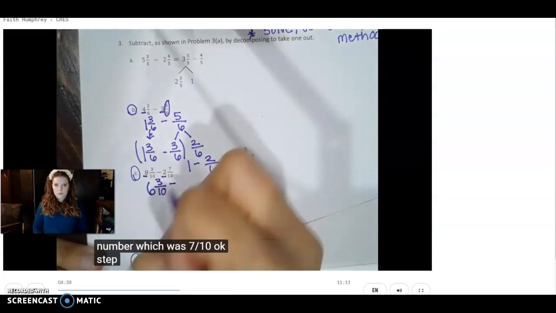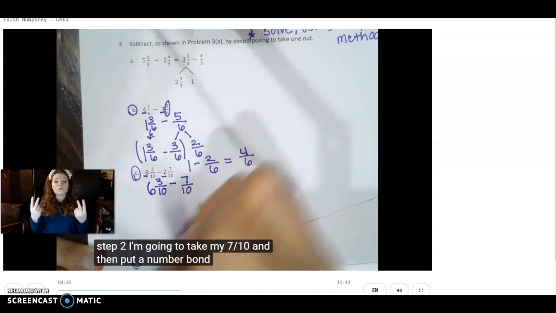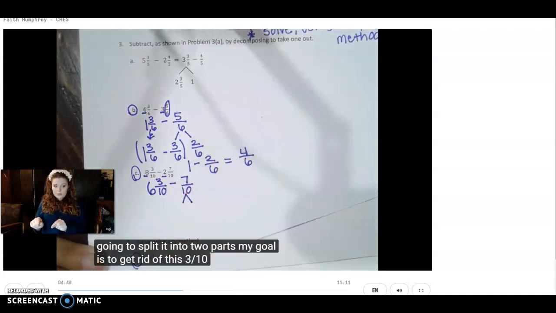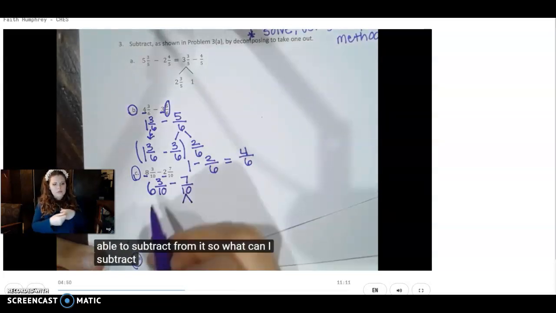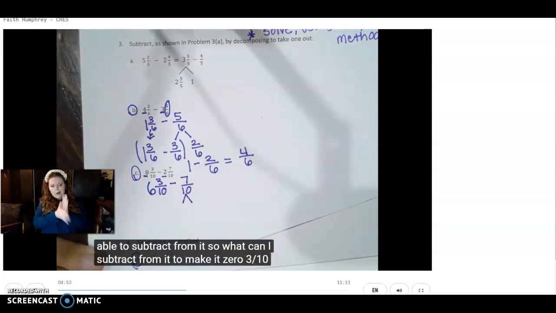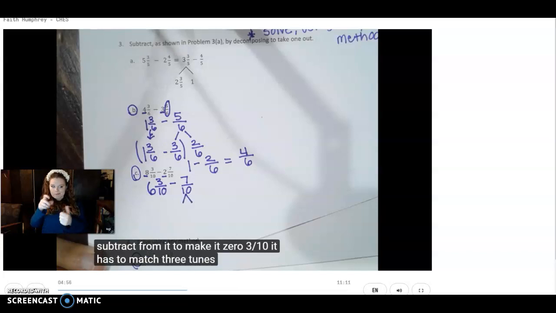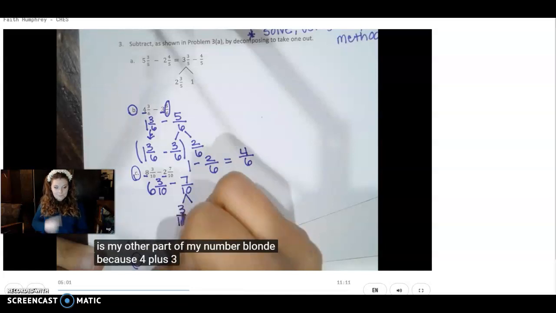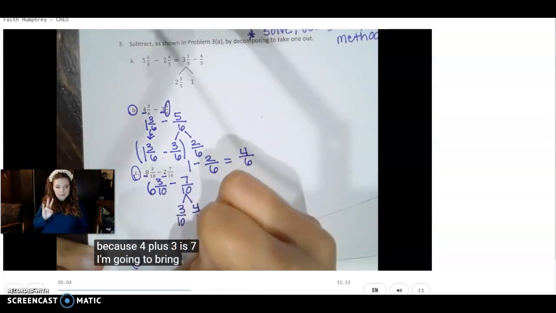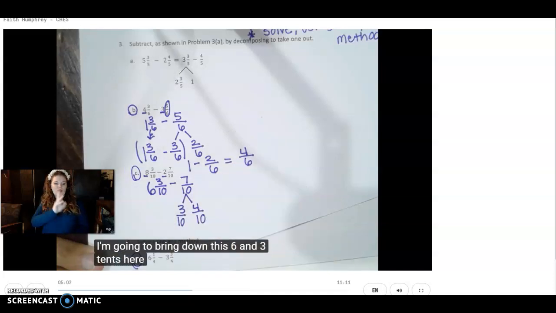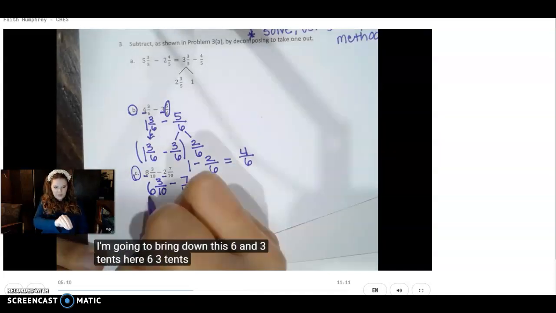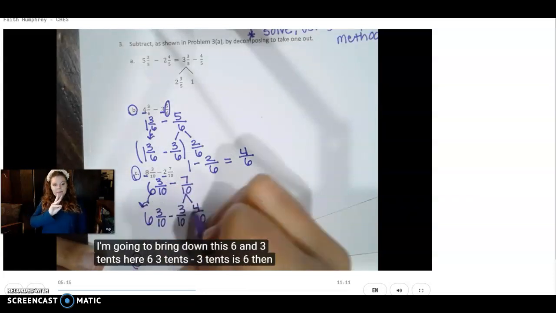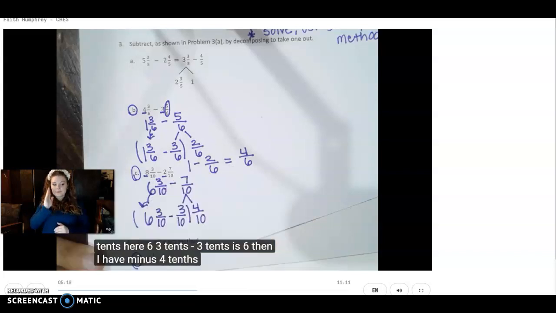Okay? Step 2, I'm going to take my 7/10, I'm going to put a number bond underneath it. I'm going to split it into 2 parts. My goal is to get rid of this 3/10. I want to be able to subtract from it. So what can I subtract from it to make it 0? 3/10 has to match. 3/10 and then 4/10 is my other part of my number bond because 4 plus 3 is 7. I'm going to bring down this 6 3/10 here. 6 3/10 minus 3/10 is 6. Then I have minus 4/10.